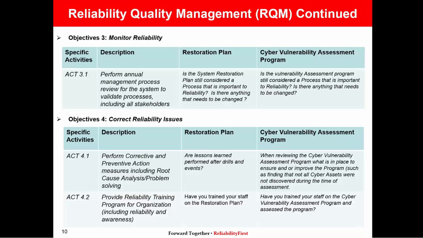When reviewing the cyber vulnerability assessment program, what are the things that you need to help correct and potentially improve your system? How do you identify root cause analysis and problem solving within the cyber vulnerability program? So this is to ensure that all those things that you might see within possibly a CIP audit, making sure you don't have those little gotchas within the CIP audit when you're showing some auditors what your cyber program looks like.